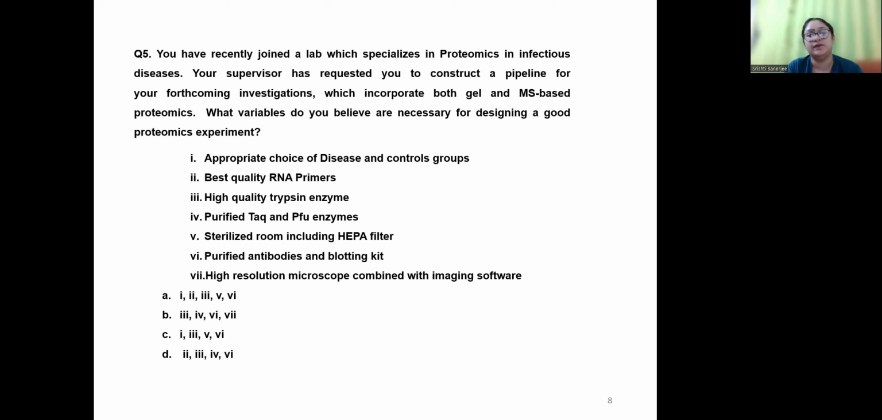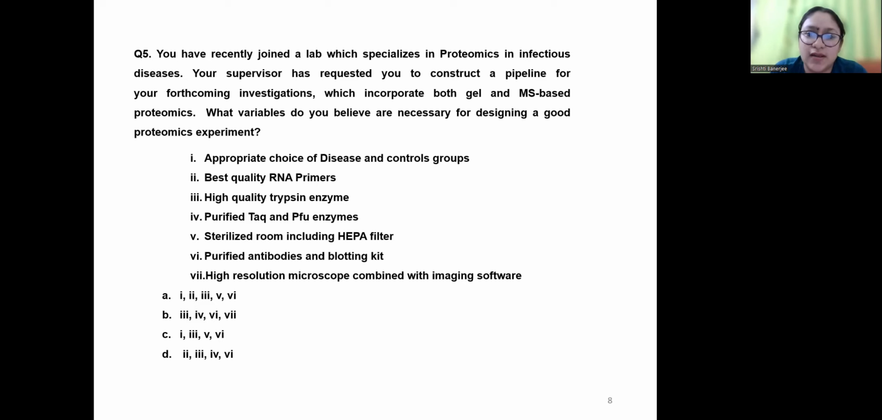So, third is high quality of trypsin. So, what does trypsin do? It cleaves a protein. And then purified Taq and Pfu enzymes. These are polymerases, which are used in PCR reactions, or polymerase chain reactions. Then sterilized room including HEPA filter. Yes, this is mandatory for any kind of work, so that we have an aseptic environment. And the sixth one is the purified antibodies and blotting kit if we are performing a Western blot or even an ELISA. Then a high resolution microscope combined with imaging source. Yes, so these are the basic requirements of a high-end lab.